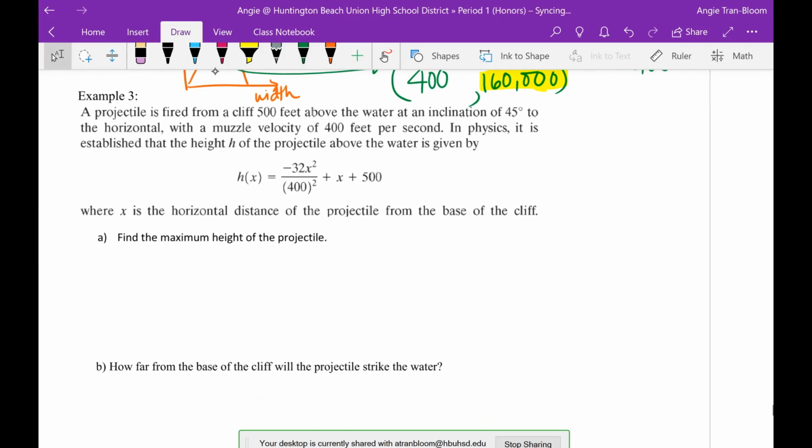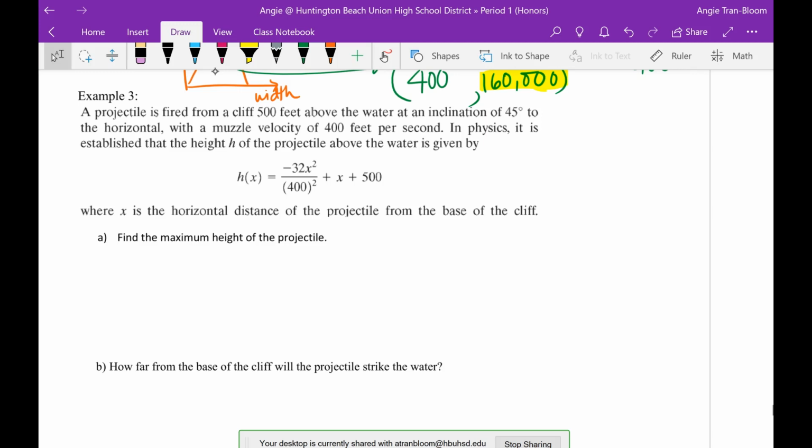Can you help me read, Daniel? Can you help me read example 3, please? A projectile is fired from a cliff 500 feet above the water at an inclination of 45 degrees to the horizontal, with a muzzle velocity of 400 feet per second. In physics, it is established that the height h of the projectile above the water is given by h of x equals negative 32x squared over 400 squared plus x plus 500, where x is the horizontal distance of the projectile from the base of the cliff. Perfect. Thank you so much.